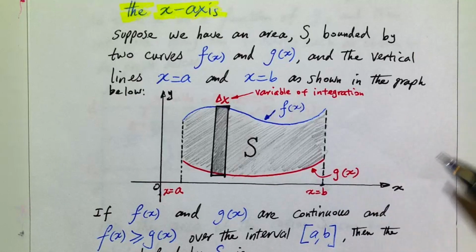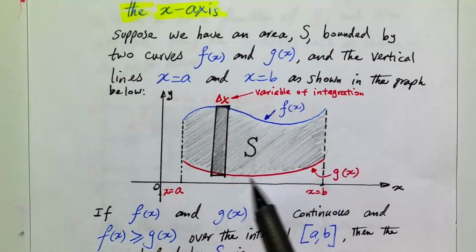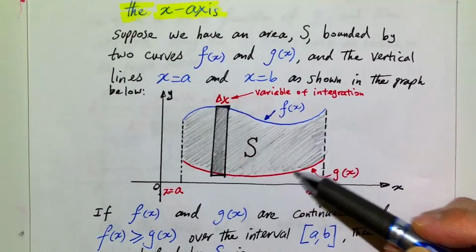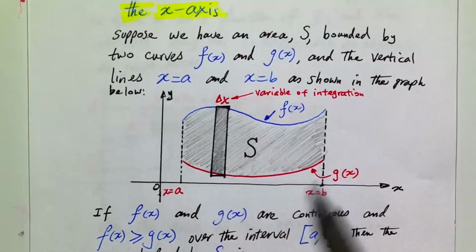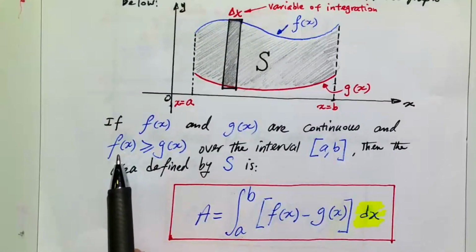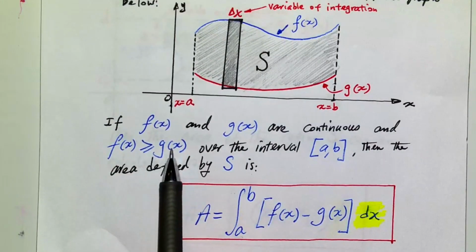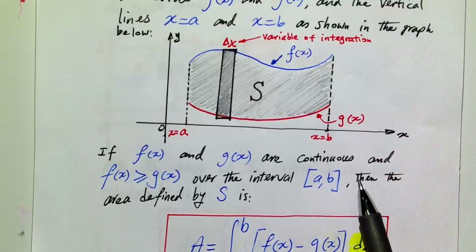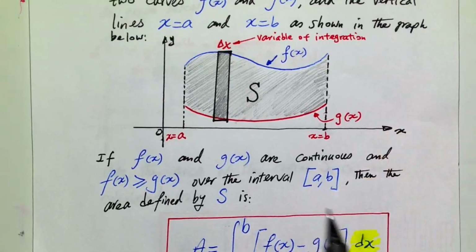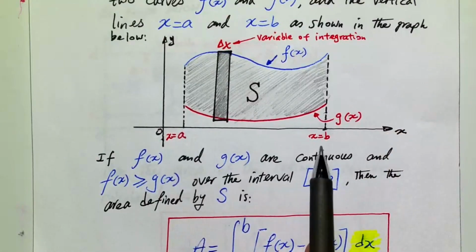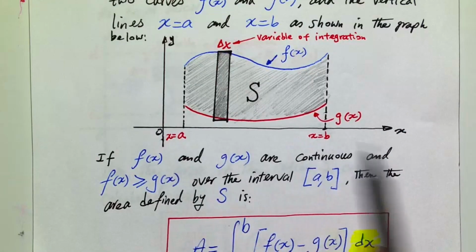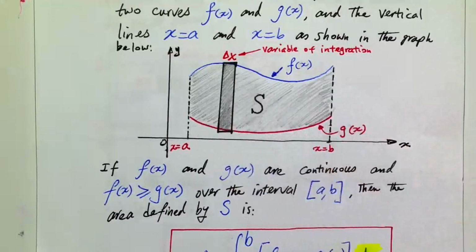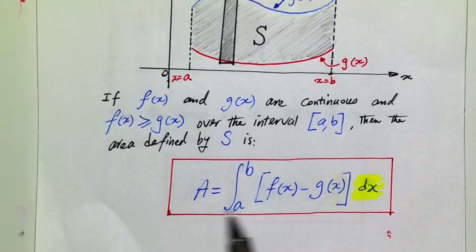If we have two functions that are continuous with no discontinuity in between, and one curve is at the top of the other, in other words, if f of x is greater than or equal to g of x at every point along that continuous domain over some interval a and b, a being this side and b being this point along the x-axis, then the area, which we call S, defined in between those two regions can be found using this formula.